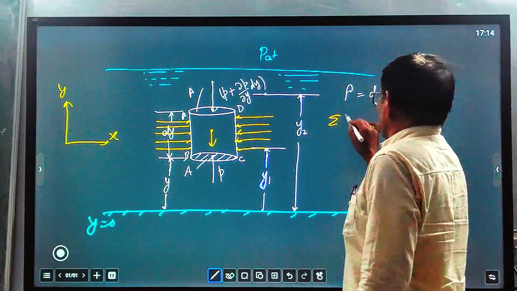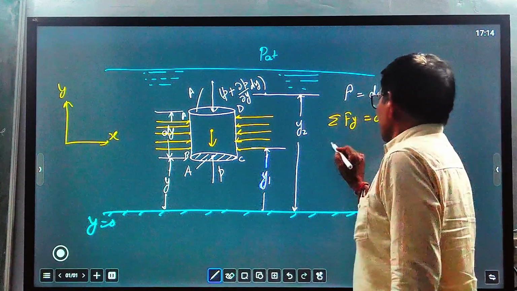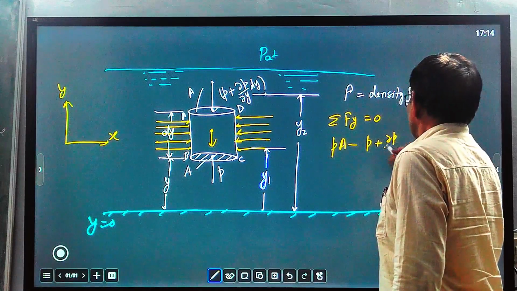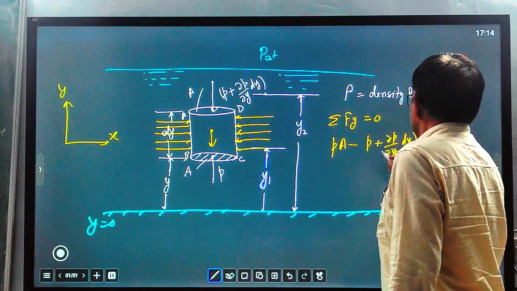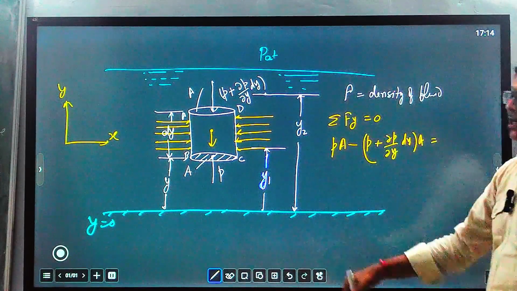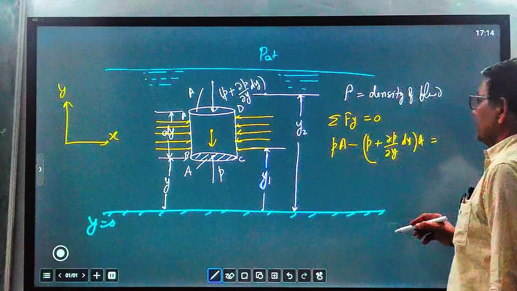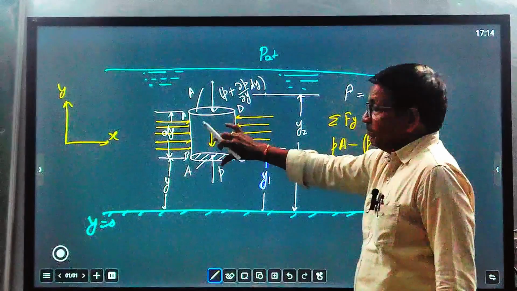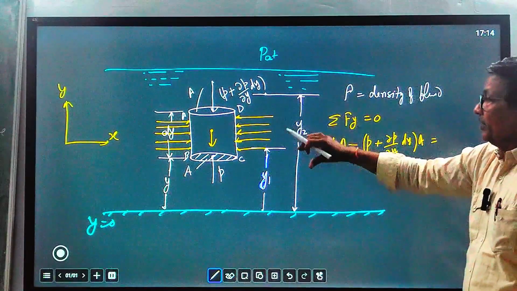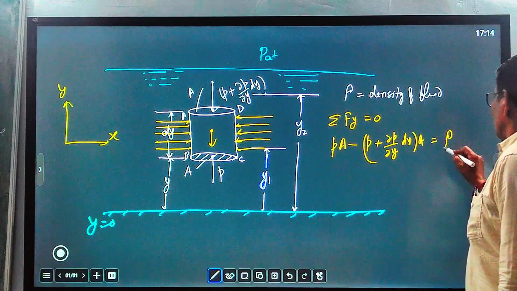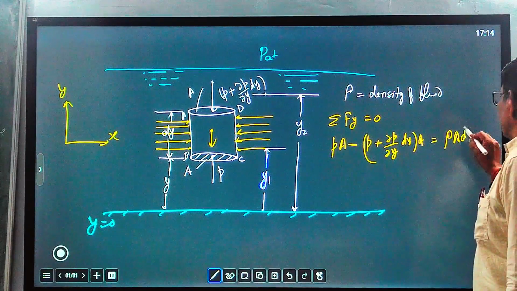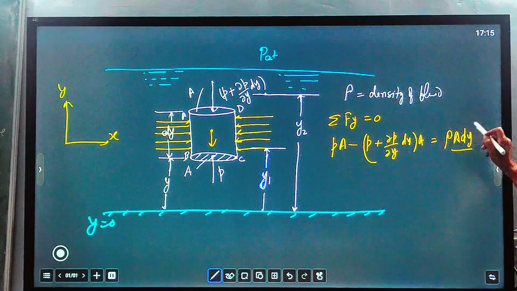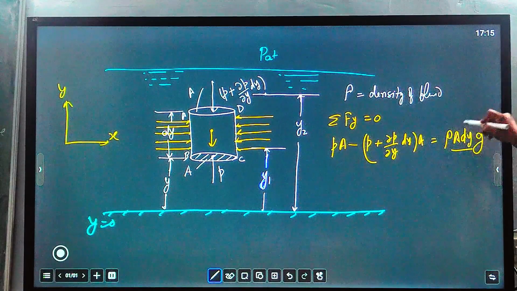So sigma Fy equals 0. P into A minus P plus del P over del y dy multiplied by A equals the weight of this element. Because it is in equilibrium, the force due to this pressure difference must equal the weight of this fluid element, which is rho A dy g. A dy is the volume of this element, rho times volume is the mass, and multiplied by g it is the weight.